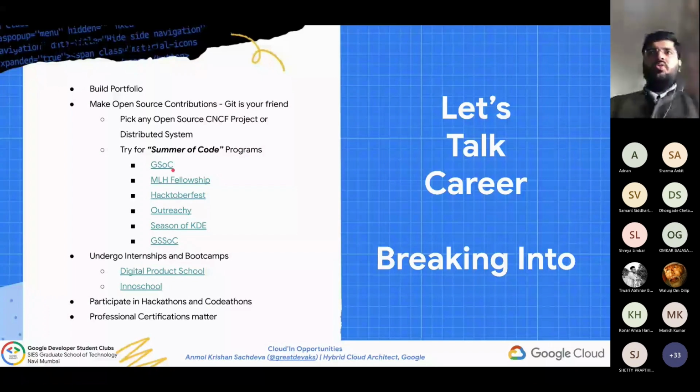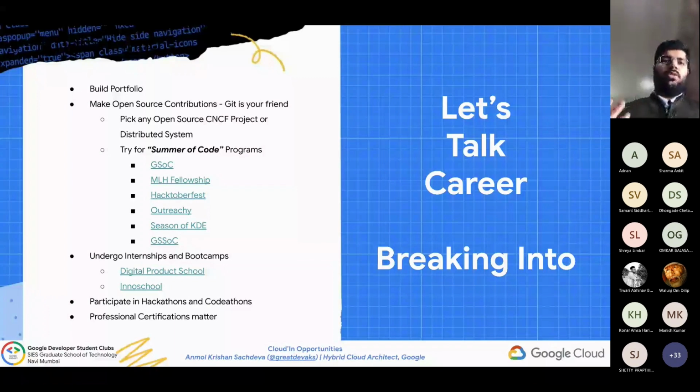Then there are summer of code programs that you should be participating in. Again, it's very difficult to get into considering that the number of applicants has been growing in the past. But these are some good ones to get started: Google Summer of Code, MLH Fellowship, DigitalOcean Hacktoberfest. There is Outreachy program, then Season of KDE, and there is Linux kernel mentorship also if you are interested. Girl Script Summer of Code, Ruby Summer of Code, Rails Summer of Code. So there are many Summer of Code programs that will give you exposure on some decently sized projects.